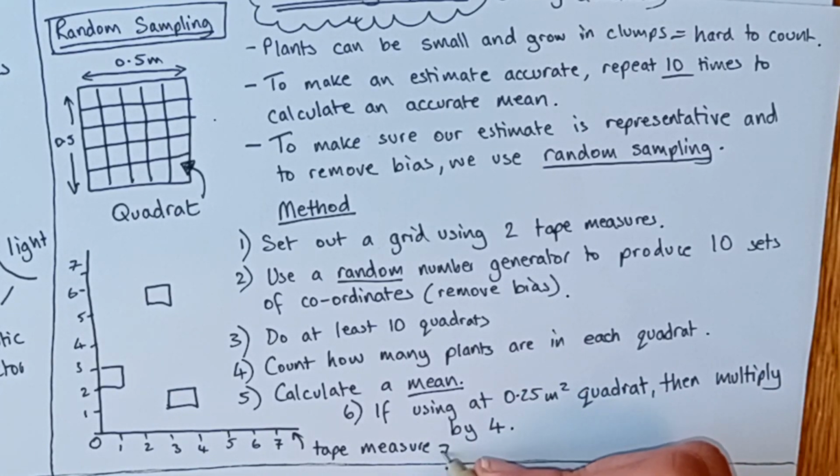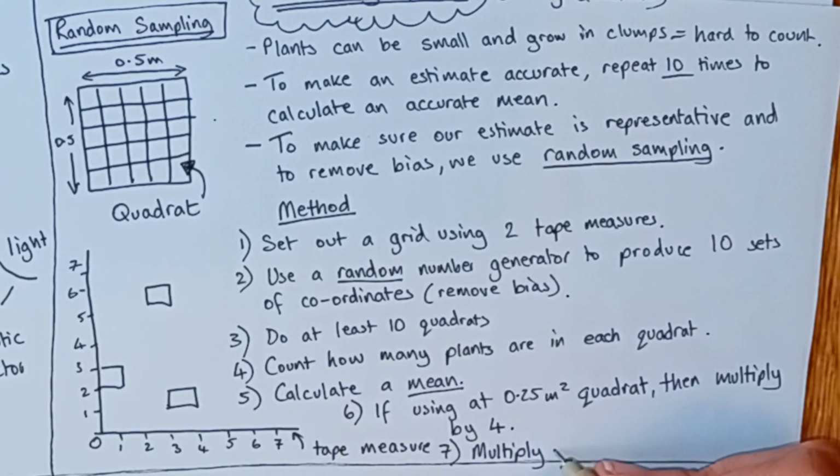Last thing you do then is times by the area of the field or the sample area. So you multiply your mean or your adjusted mean by the total area of the field.